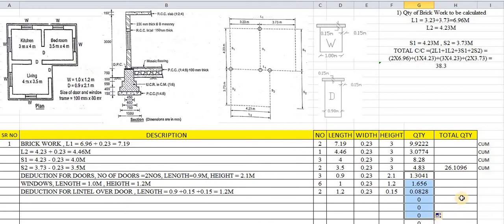The quantity comes to be 0.0828, that is 2 multiplied by 1.2 multiplied by 0.23 and multiplied by 0.15. That is the height of lintels. What about the deductions? Again we have to deduct, the lintel will be provided over doors and windows. So we have calculated for doors, and the same procedure will be for windows. So we will take for windows, over windows.